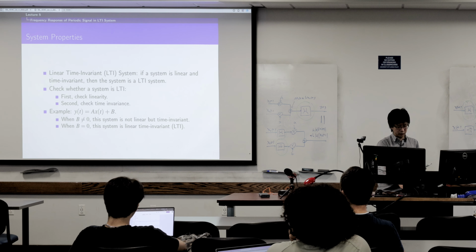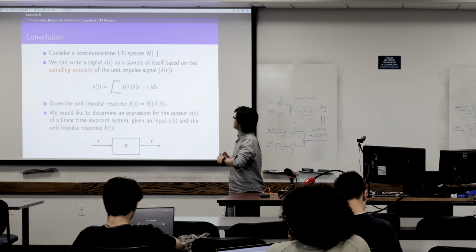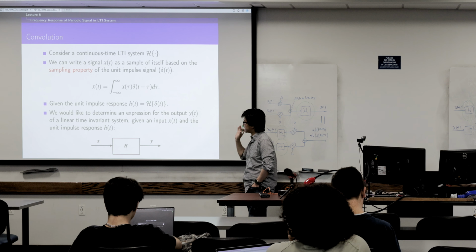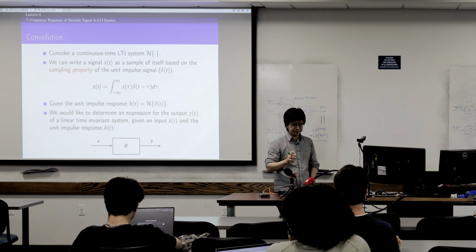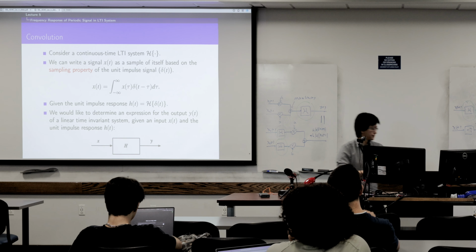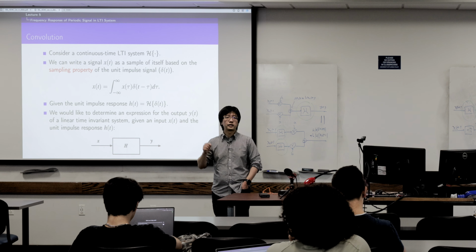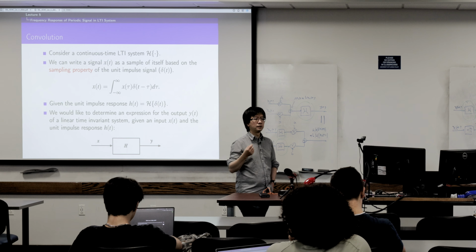Next, let's talk about convolution. This is actually what happens when a signal is input into an LTI system. Convolution tells you the relationship between the input and the output, okay? And we derive convolution; it's not just a definition. When a system is LTI, convolution is what's really happening. And here is how we derive convolution.